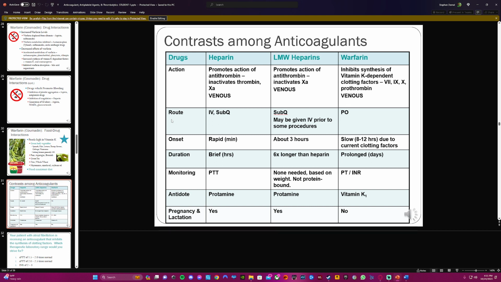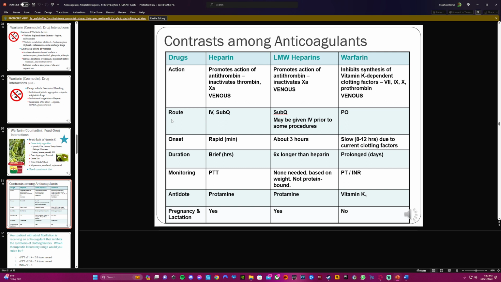For LMW heparins, the action is it promotes action of antithrombin, inactivates XA venously. Route is sub-Q, may be given IV prior to some procedures. Onset is about 3 hours. Duration is six times longer than heparin. Monitoring, there is none needed, based on weight, not protein bound. The antidote is protamine, and you can use it during pregnancy and lactation.